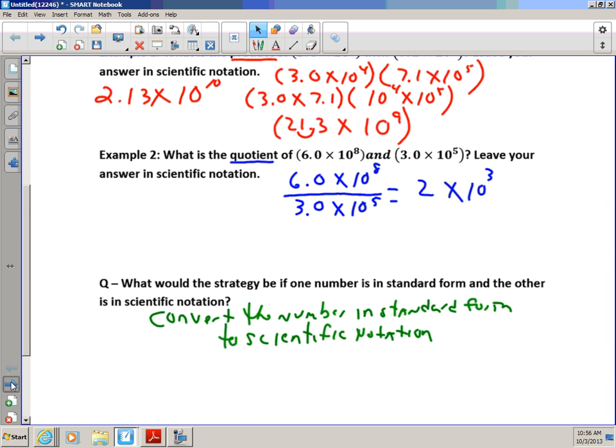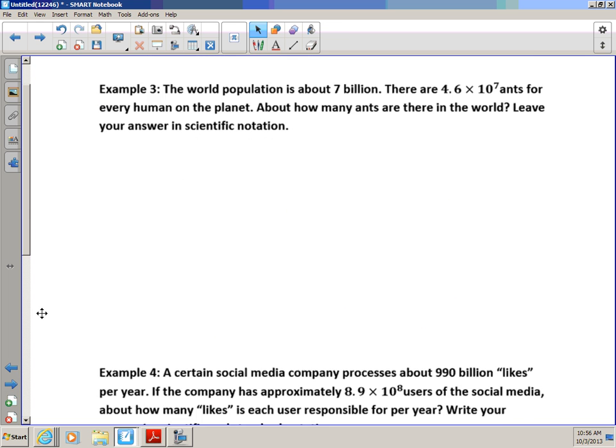We're talking about world population being 7 billion and that there are 4.6 times 10 to the 7th ants for every human. So if you think about it, for every one of us is some number, very large number of ants, which is pretty scary. I want to know how many in total. You should think of that as a multiplication problem, because if there's a certain number for one of us, to find out how many there's for all of us, I would need to multiply.